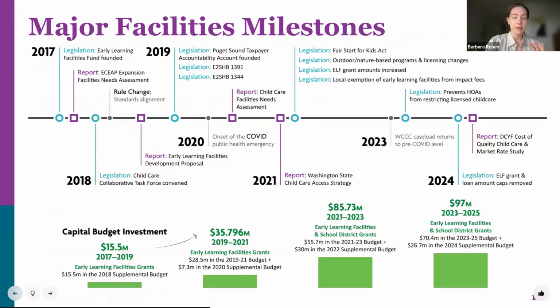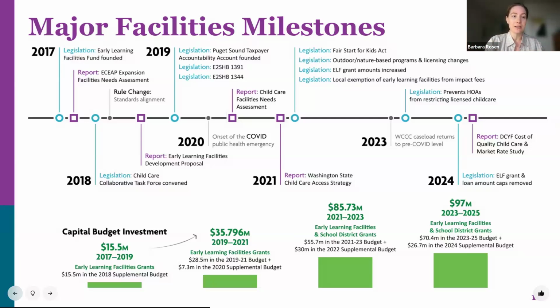And if you look at the bottom of this slide, it shows you how that funding stream has gone up over the last few years. From when it was founded, it was a $15 million appropriation. It's gone up over the years to 97 million in the last 2 years. So that has been a successful program and has really continued to gain funding over the years, which is great.